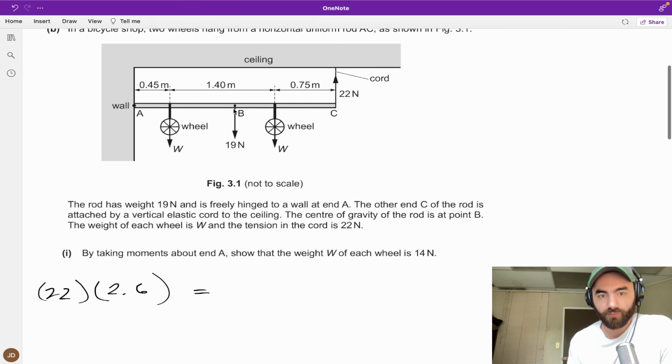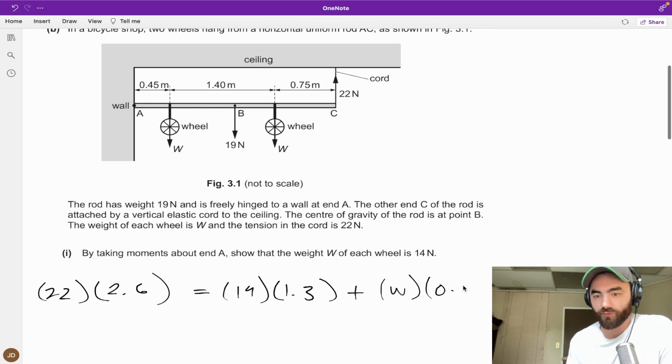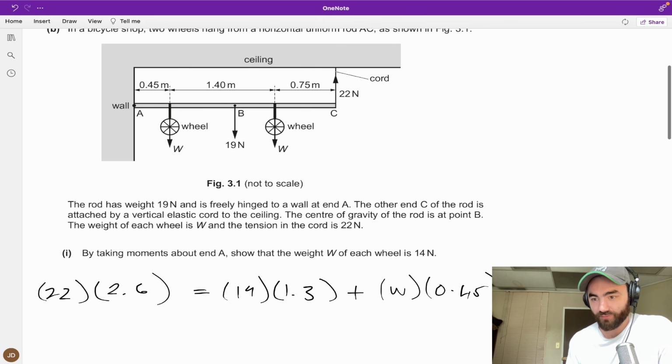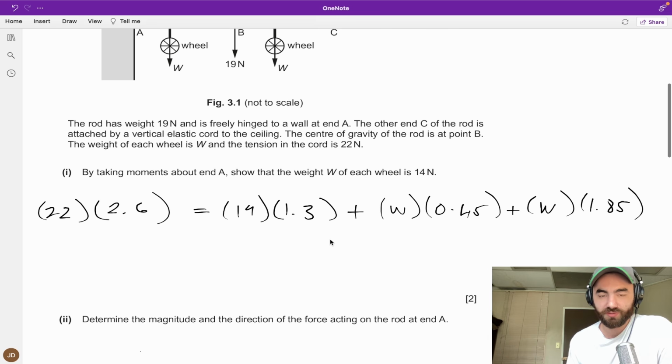In the clockwise moment, we have the weight of the rod, which is 19, multiplied by, well, this acts in the middle. It's the center of gravity of the rod, so that'd be half of 2.6, which is 1.3. And then plus the weight of this wheel, W, multiplied by its distance away, 0.45, plus the weight of this wheel, which would be at 1.4 plus 0.45. I won't use a calculator for that one. It will be 1.85. Okay, so that's all the clockwise moments.